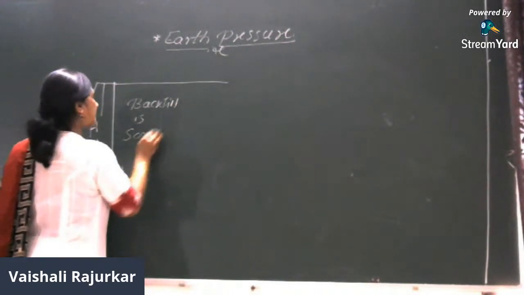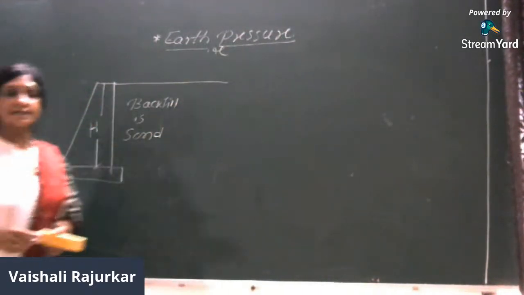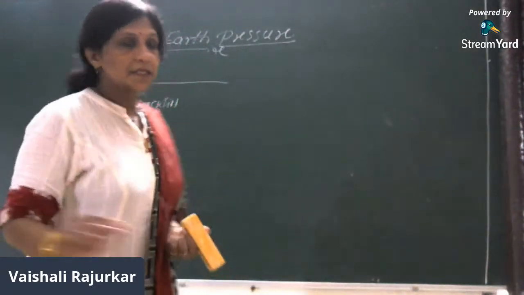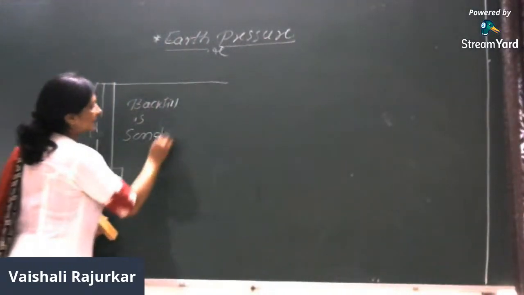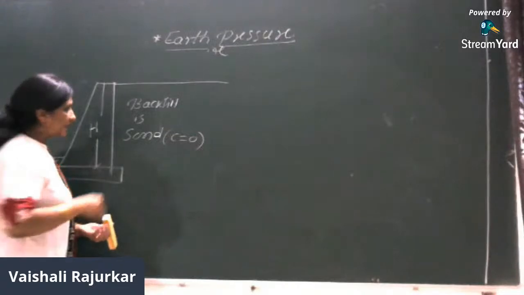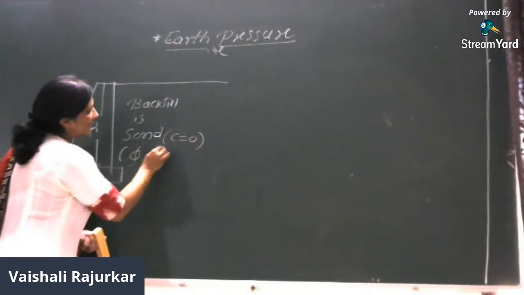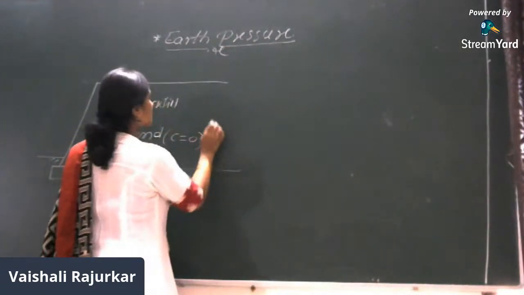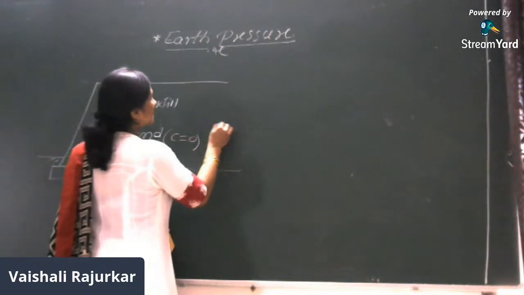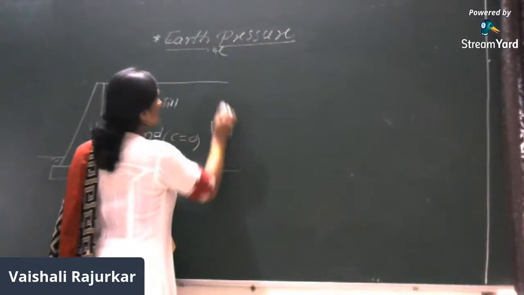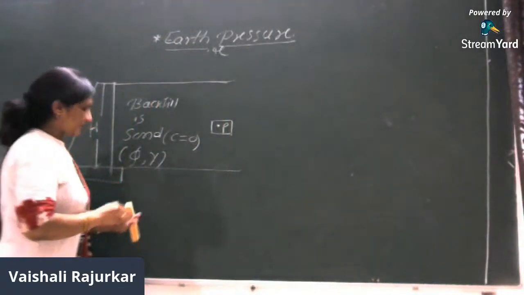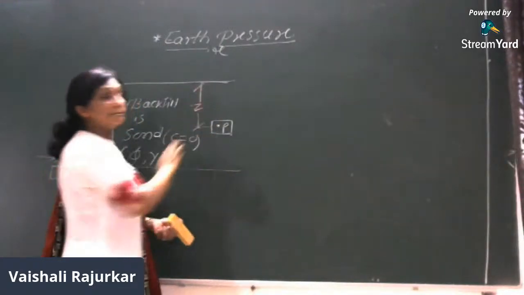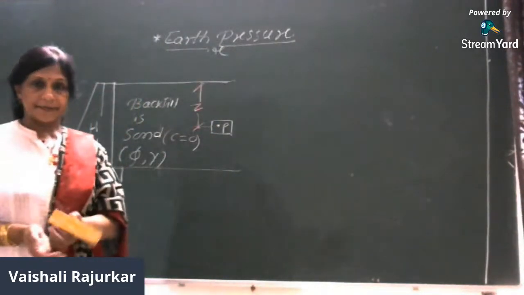He has assumed a horizontal backfield, meaning no inclination is taken into consideration, and the backfield is sand. If the backfield is pure sand, which parameter will be 0? The cohesion component will be totally 0, and therefore here we are considering c equal to 0, and the properties are phi and gamma of the soil, right? So in this case, he has assumed a certain point P at a depth Z.